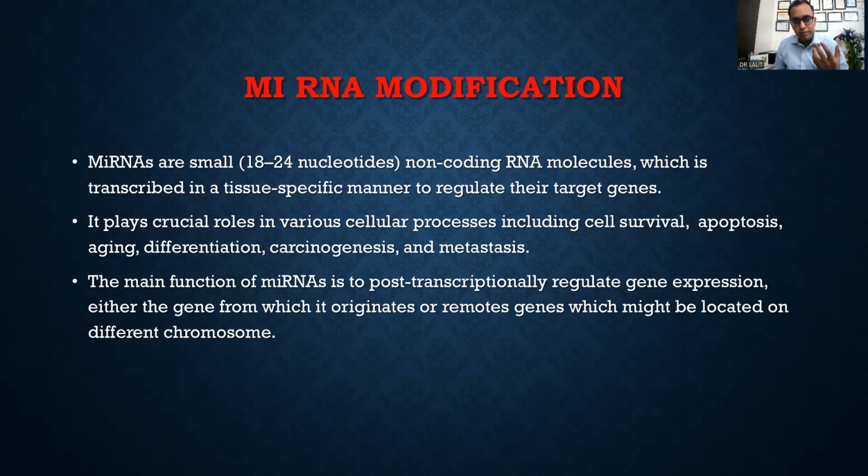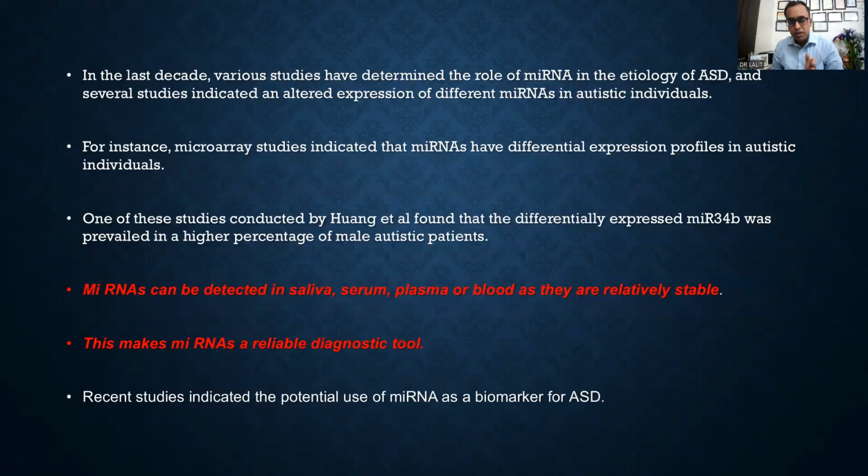But what they found is that miRNA specifically plays a very important role in cellular processes, including cell survival, apoptosis, aging, differentiation, carcinogenesis, and mutagenesis. It also plays a very important role in post-transcriptionally regulating gene expression. In the last decade, various studies have determined the role of miRNA in the etiology of ASD, and several studies indicated an altered expression of miRNA in different autistic individuals. The normal presentation of miRNA is disturbed in a variety of autistic individuals. One study conducted by Hung et al. found that a differentially expressed miRNA presentation was prevalent in a high percentage of male autistic patients.